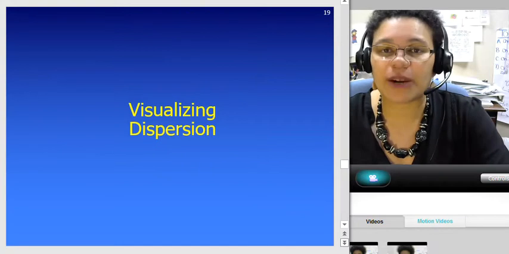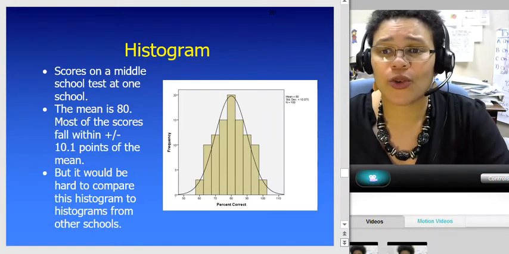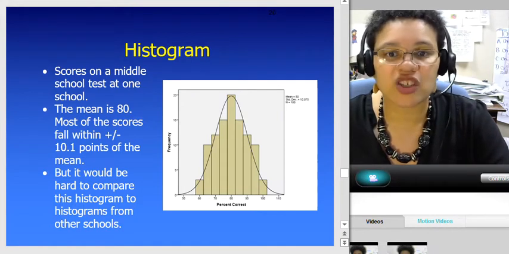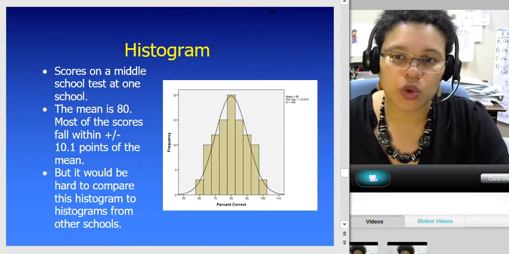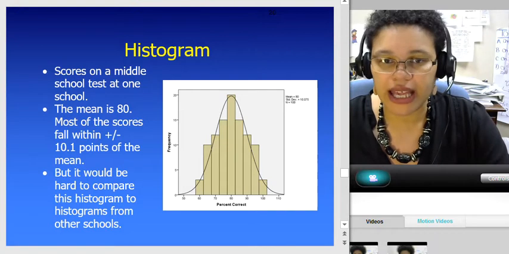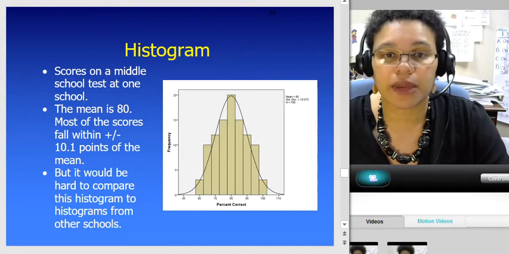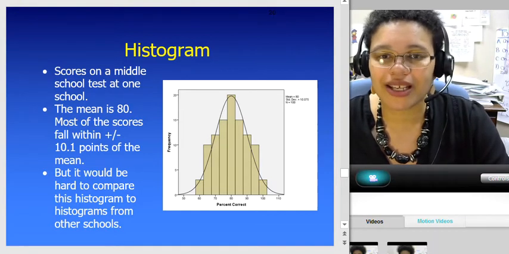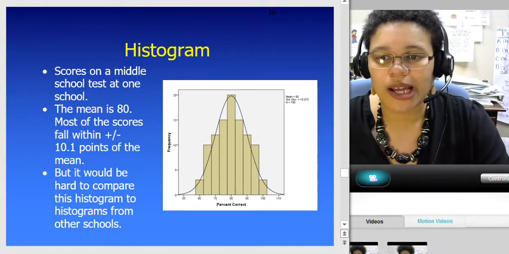So let's talk about visualizing dispersion. A histogram is a great way to visualize data. Let's say these are scores on a middle school test at one school. The mean is 80. Most of the scores fall within 10 points of the mean. But it would be hard to compare this histogram to other schools, right?